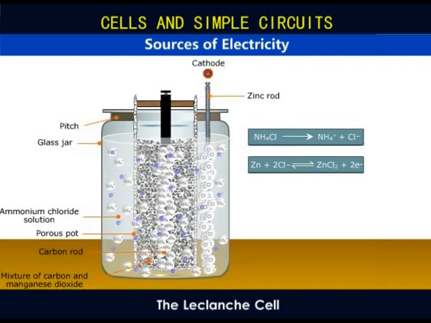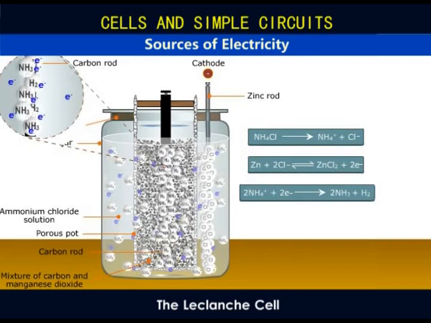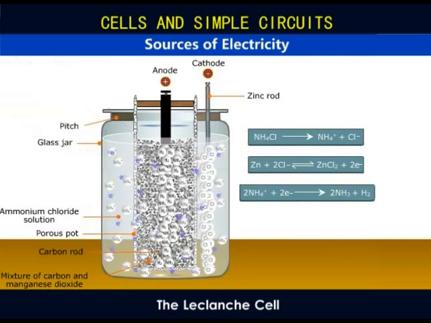On the other hand, the ammonium ions move to the carbon rod. The free ions of the carbon rod neutralize the ammonium ions, forming ammonia and hydrogen gas. As a result, the carbon rod attains a positive charge due to deficiency of electrons. It therefore becomes the anode, or the positive electrode. The hydrogen gas is oxidized by manganese IV oxide to form water, and polarization is prevented.